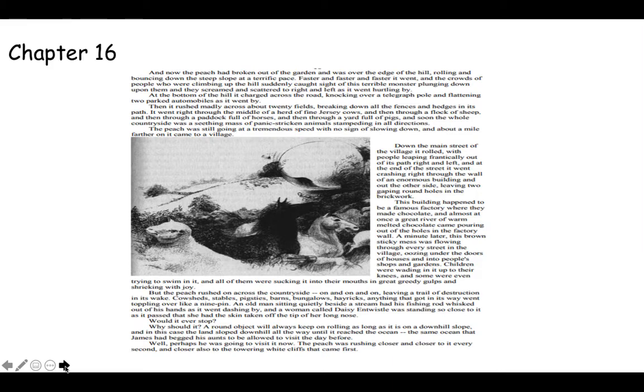Then it rushed madly across about 20 fields, breaking down all the fences and hedges, and in its path it went right through the middle of a herd of fine Jersey cows, and then through a flock of sheep, and then through a paddock full of horses, and then through a yard full of pigs, and soon the whole countryside was a seething mass of panic-stricken animals stampeding in all directions.